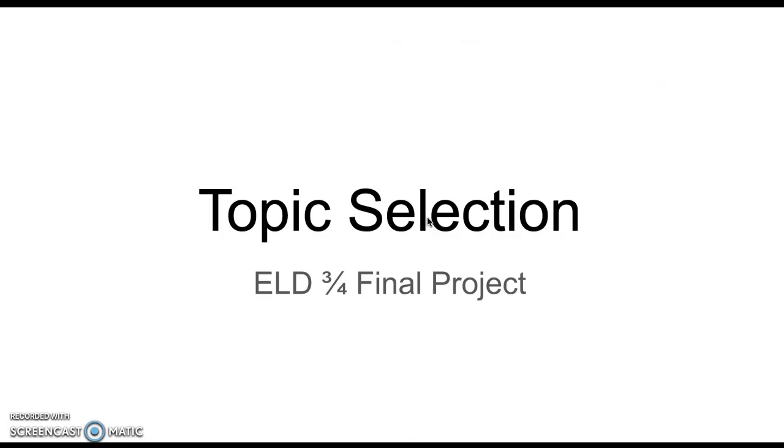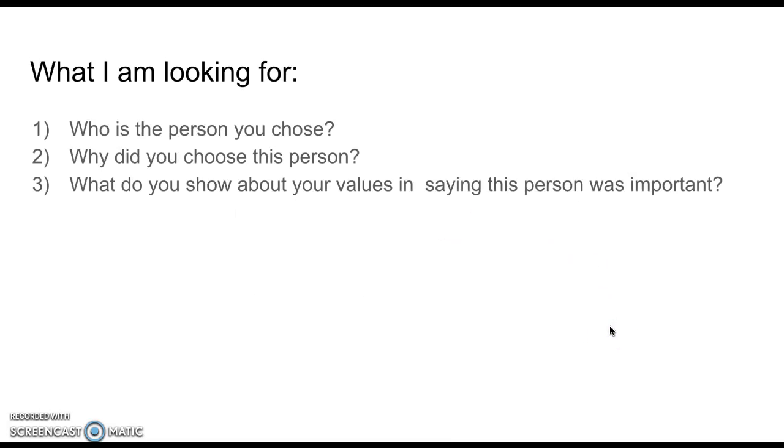The first thing we're going to look at is topic selection. So what topic will I do on this project? Well, what I am looking for: who's the person you choose? And deeper than that, why did you choose this person? I'm asking you to choose the most important person in history, alive or dead. Why? And then what do you show about your values in saying this person was important? I want to get to know you a little bit more through the writing of this paper.